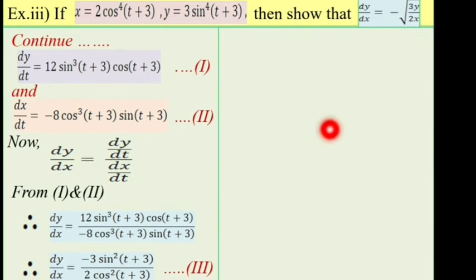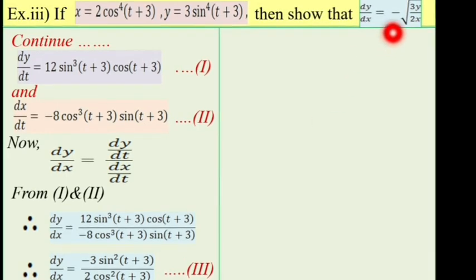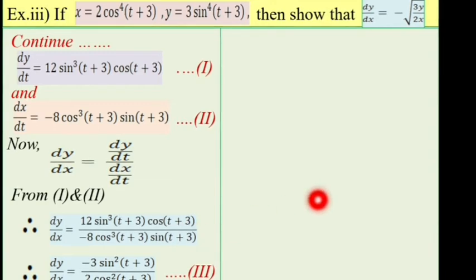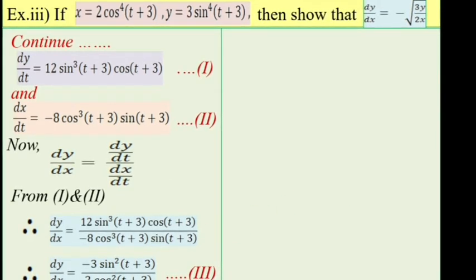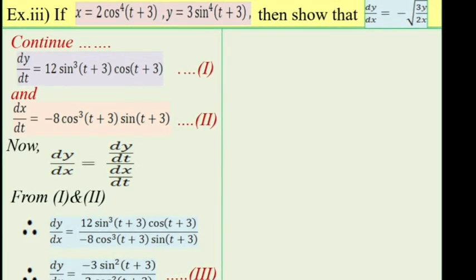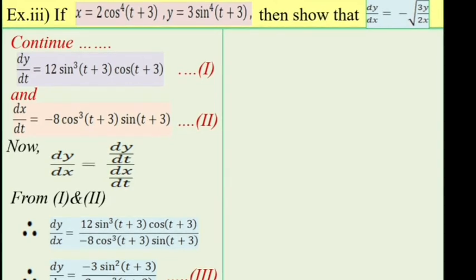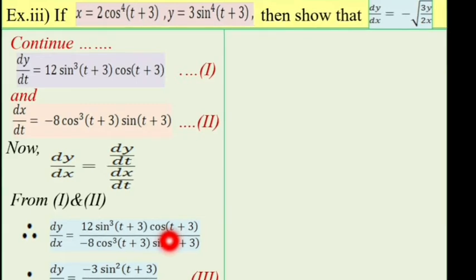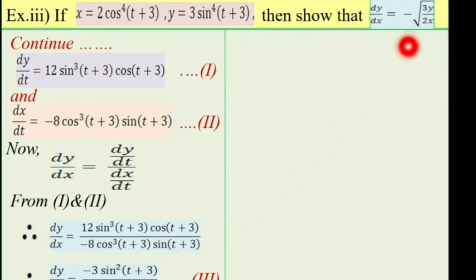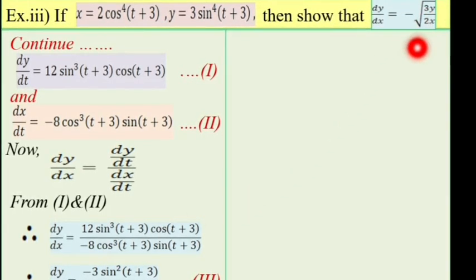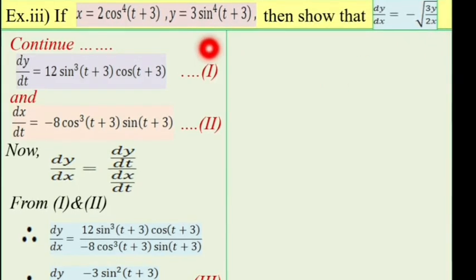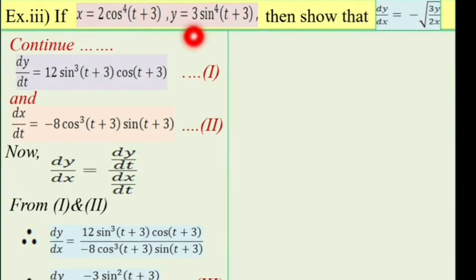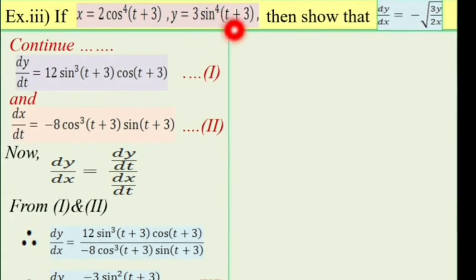But we have to prove here that dy by dx equal to minus root of 3y upon y. But here we have dy by dx equal to minus 3 sin square t plus 3 upon 2 cos square t plus 3. That means here we have to rearrange this dy by dx in the form of minus root of 3y upon y. Here we are given x equal to 2 cos raised to 4 of t plus 3 and y equal to 3 sin raised to 4 of t plus 3.